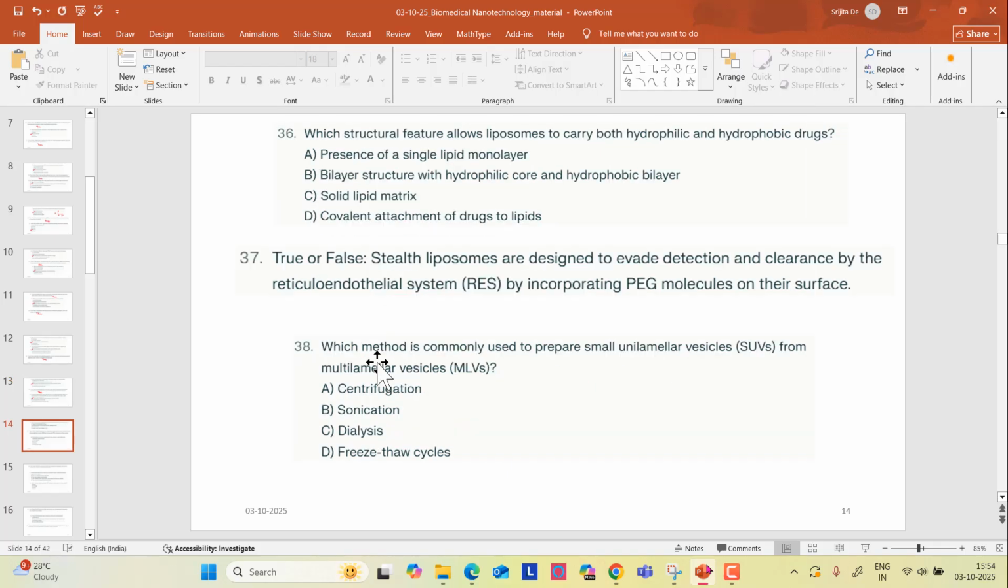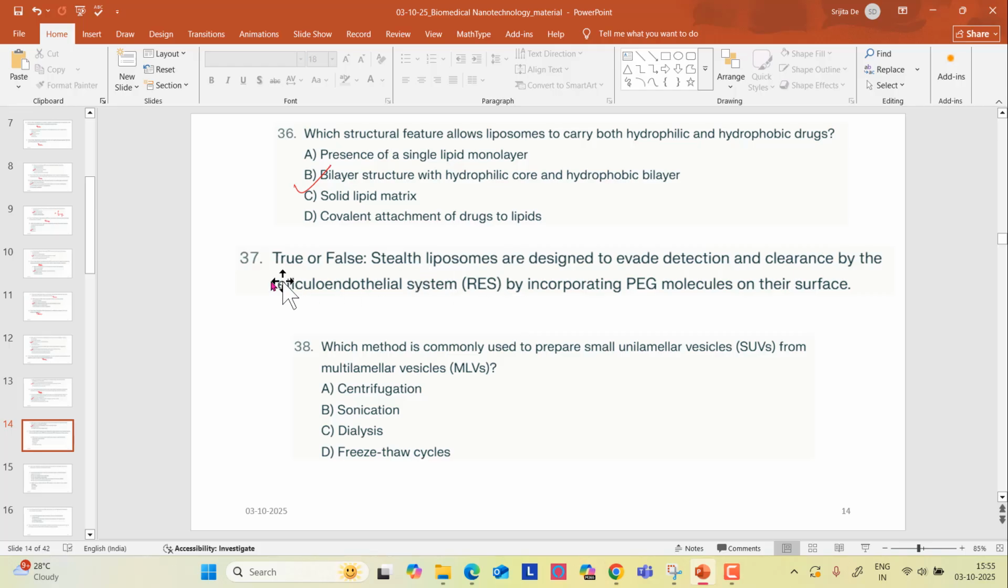Next is, which structural feature allows liposomes to carry both hydrophilic and hydrophobic drugs? Option B. Yes, this is the bilayer structure with a hydrophilic core and hydrophobic tail.